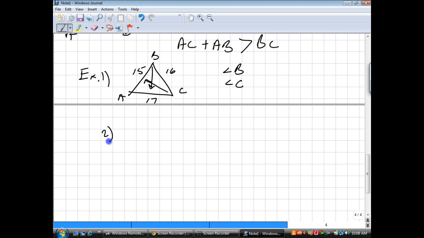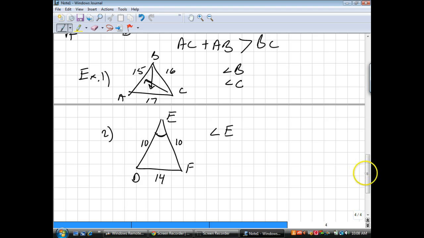So example 2. If I have this triangle, where this is D, E, F, and this side is 10, this side is 10, which angle would be the largest here? Well, if we know this is 14, then this angle would have to be the largest. So angle E would have to be the largest angle.